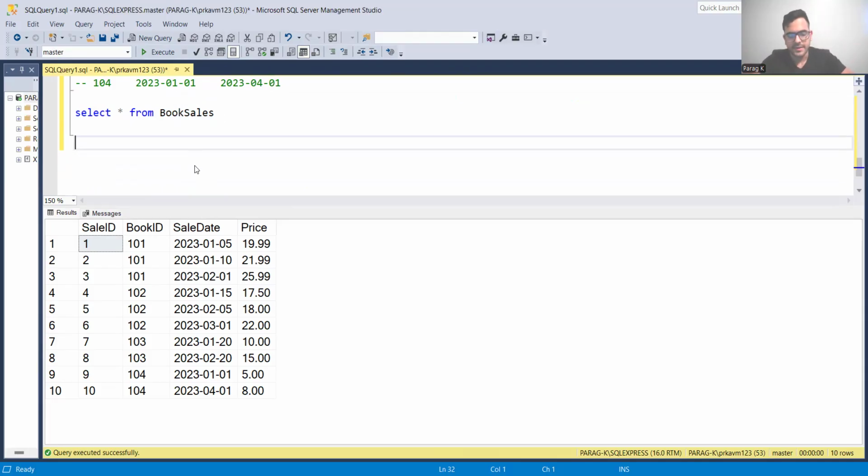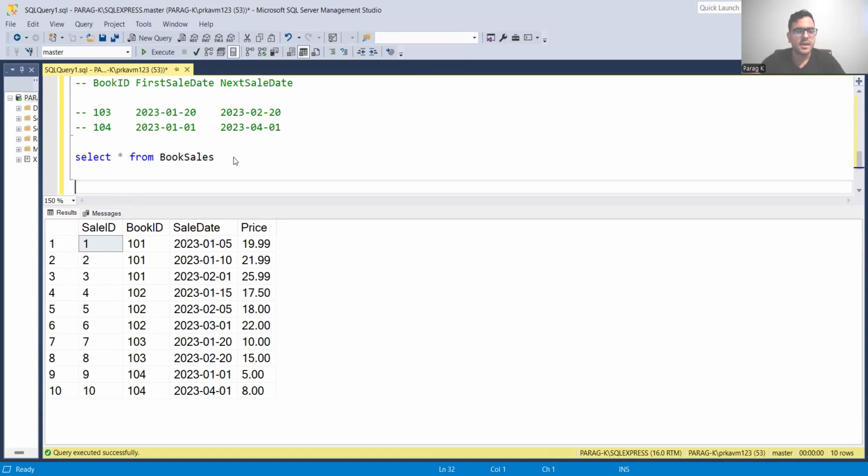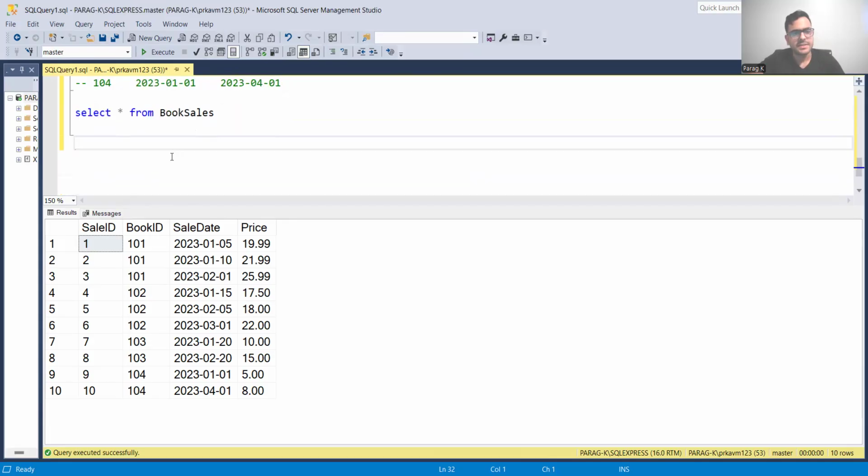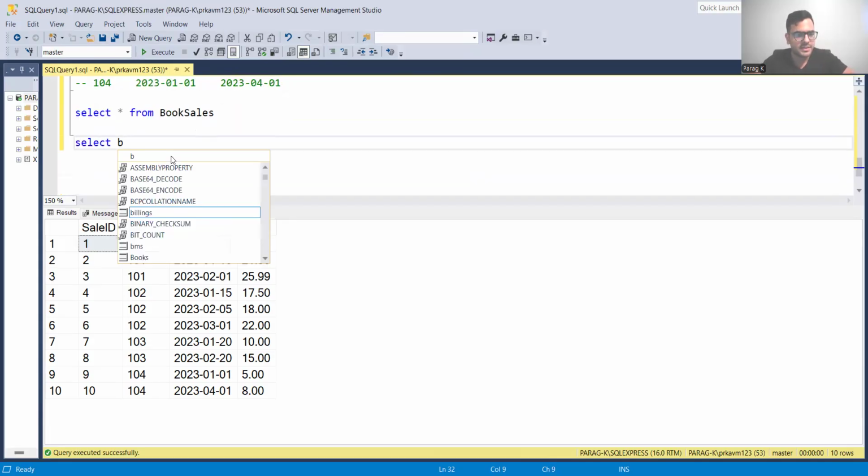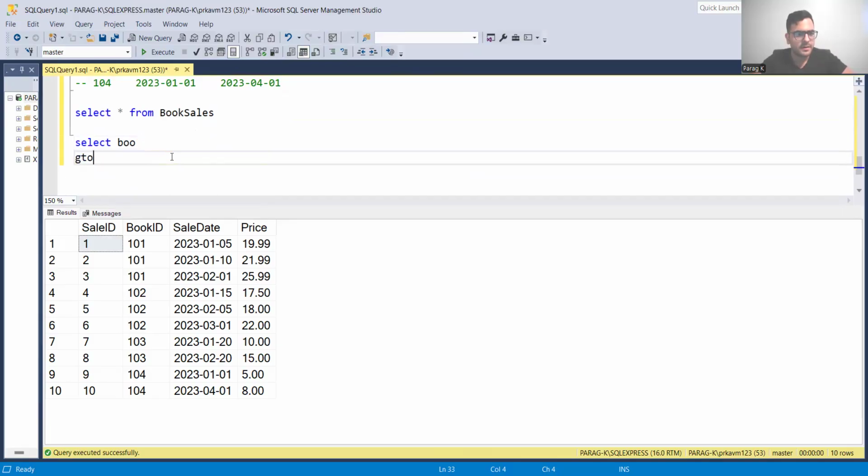Let me just write. So how would I go about solving this question? Well, let me go ahead and say, what do I need here? Let's just start off by writing a simple thing, which is select book ID. First, let me write this one, from book sales.